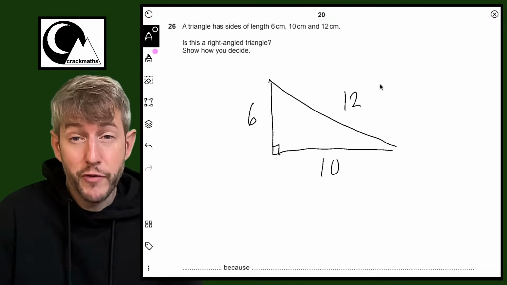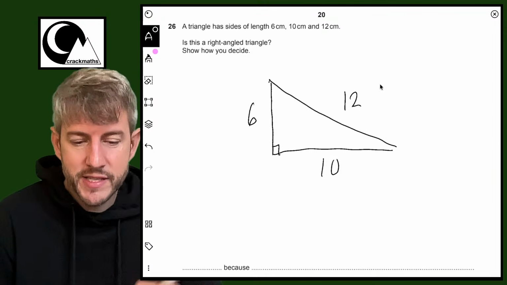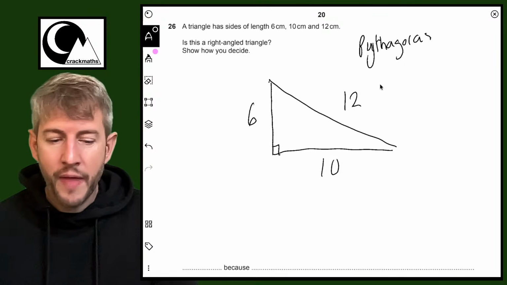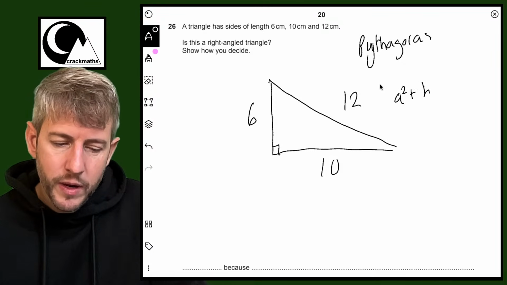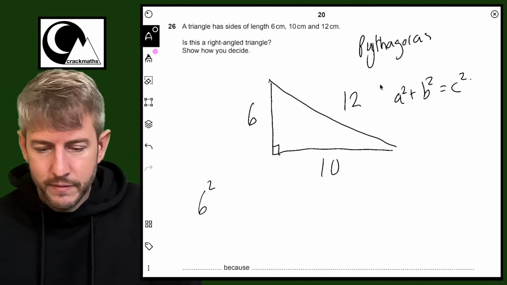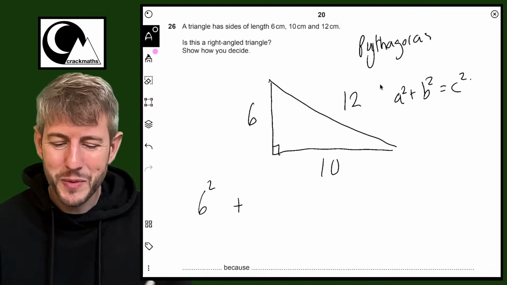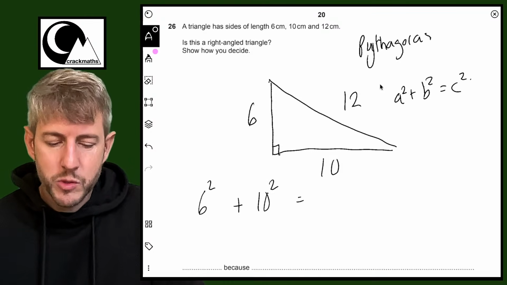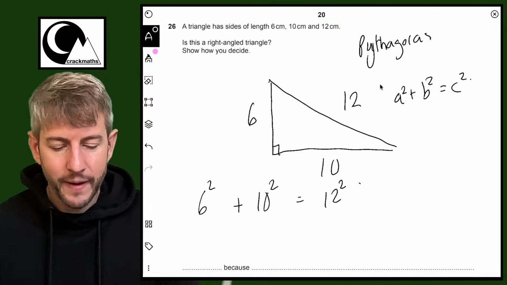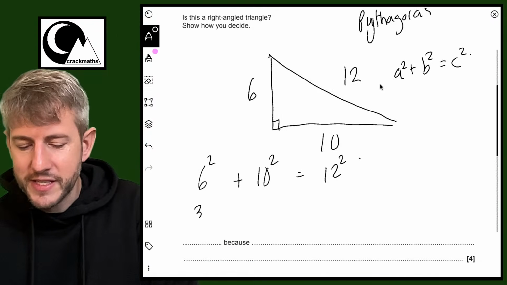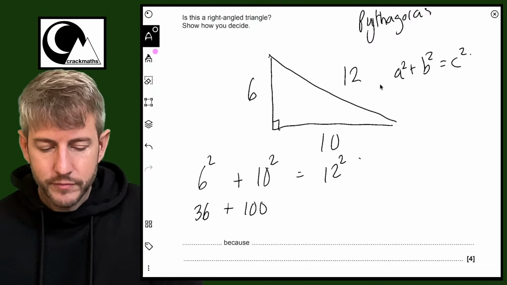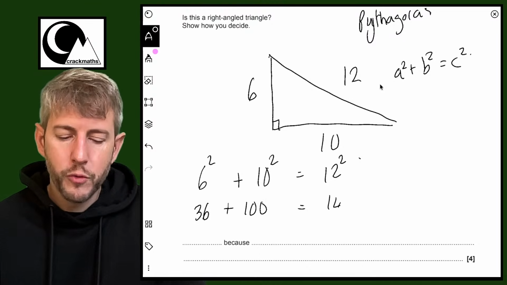Now, the way that you prove a right angled triangle is by Pythagoras' theorem, and that is that a squared plus b squared equals c squared. So if 6 squared plus 10 squared equals 12 squared, then this would be a right angled triangle. So let's try it out. 6 squared is 36. 10 squared is 100. And 12 squared is 144.